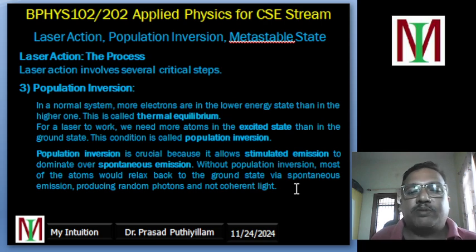Population inversion is crucial because it allows stimulated emission to dominate over spontaneous emission. Without population inversion, most of the atoms would relax back to the ground state via spontaneous emission, producing random photons and not coherent light.